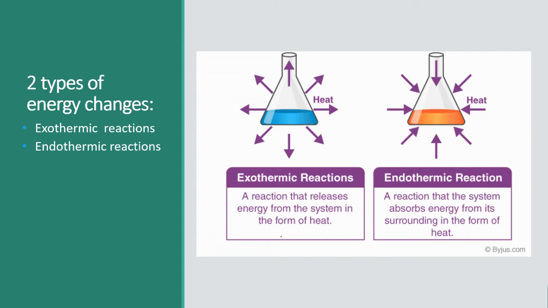In an exothermic reaction, heat is released to the surroundings from the system in the form of heat. So it releases energy. An endothermic reaction is when the system absorbs energy from its surroundings in the form of heat. So the heat is going from the surroundings to the system.